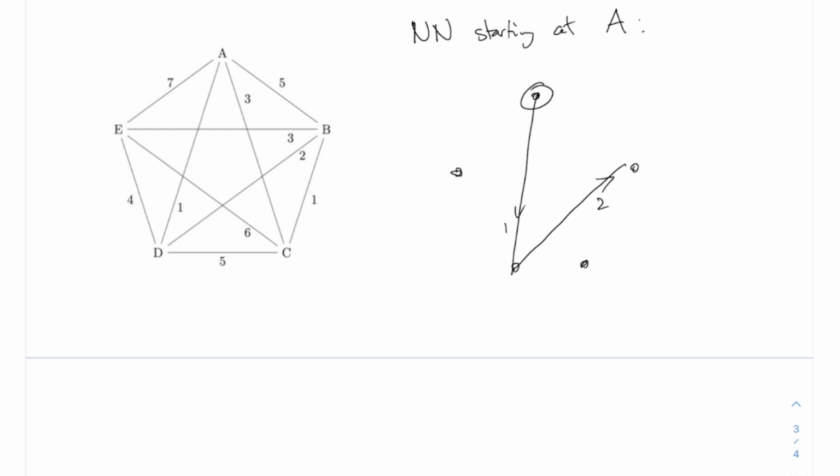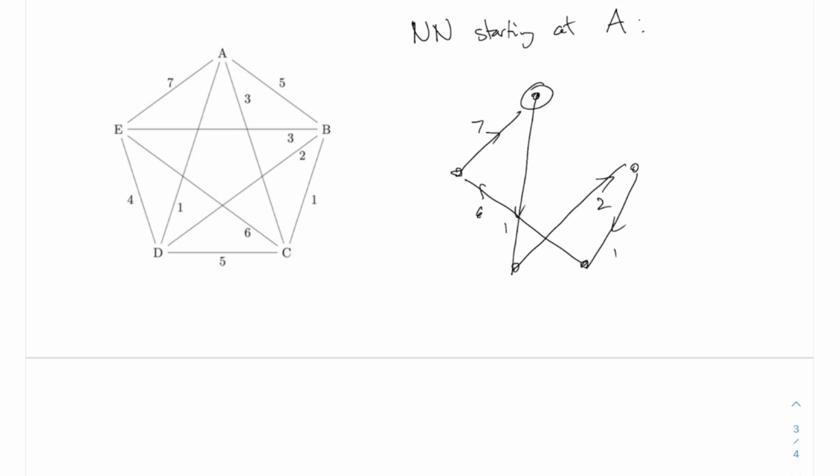That was a 2. Next, I'm at B. My choices are the 5. Actually, I can't go back to A yet because I'm not done yet. I could go straight across, which is a 3, or down, which is a 1. I'm going to pick the 1. So I go down like that. That was a 1. And then now I only have one more place to go. You have to go over here to avoid finishing early, and then I go back to the beginning. This edge was a 6, this edge was a 7, all right?